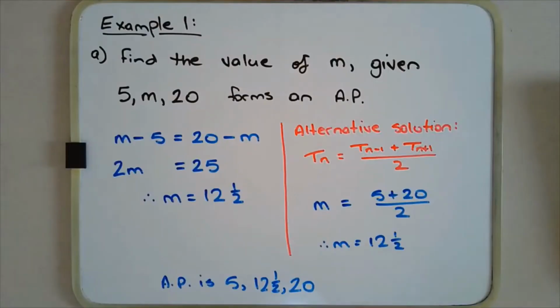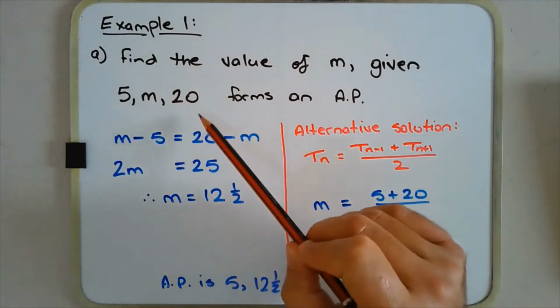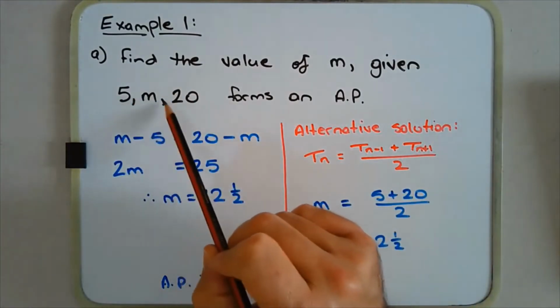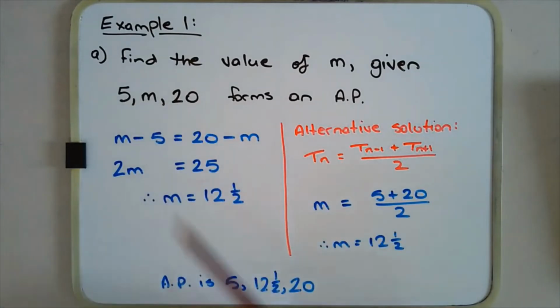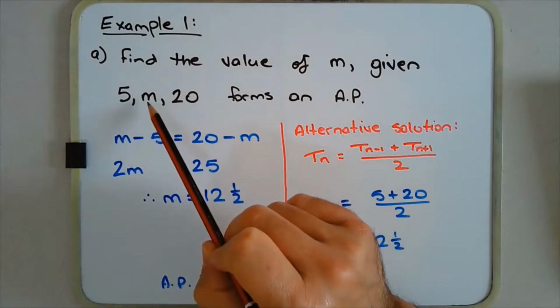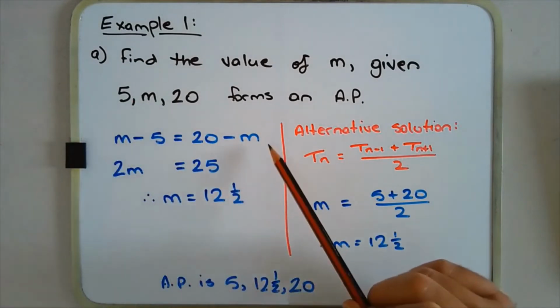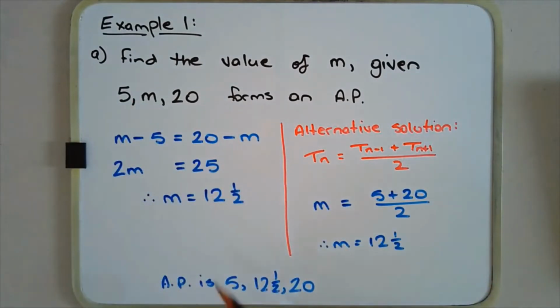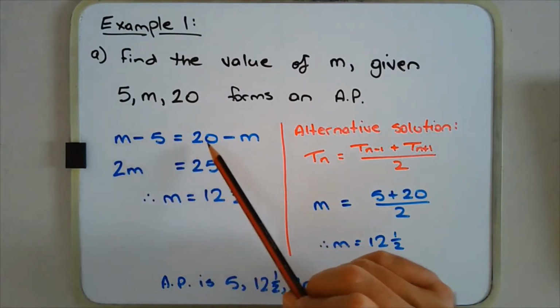Example 1a. Find the value of m given 5, m, 20 forms an arithmetic progression. Now since these three terms form an AP, they're consecutive terms, there is a common difference between these three terms. In other words, m minus 5 will equal 20 minus m. So we can form an equation to that effect and then solve for m. So m minus 5 is equal to 20 minus m.